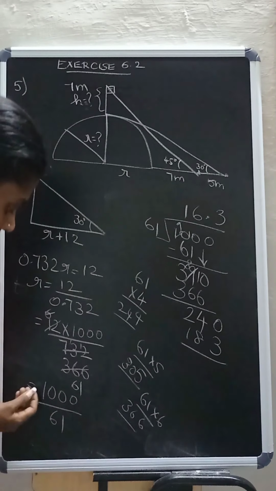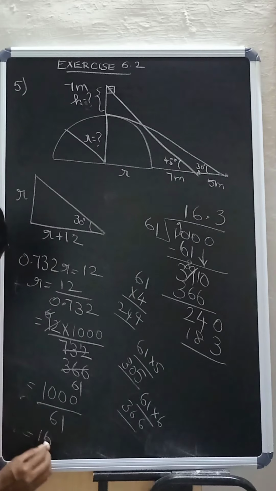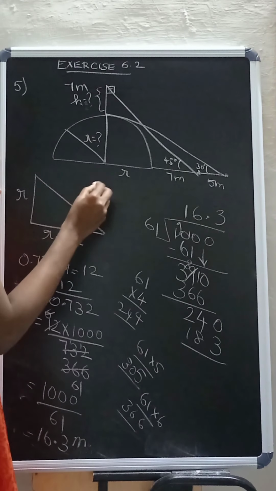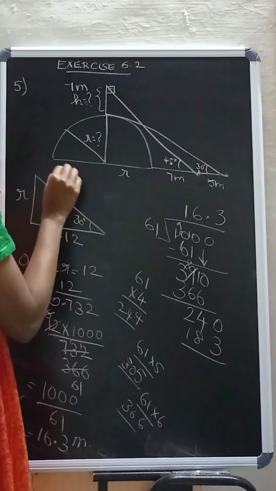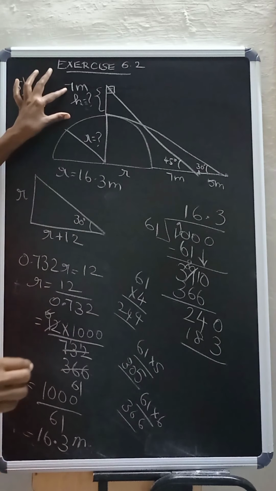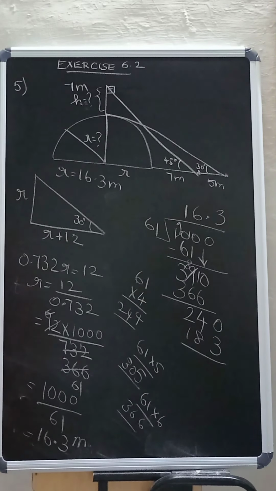So let us stop with this. So which is equal to 16.3 meters. So the radius of the hemisphere is 16.3 meters and the height of the flagpole is 7 meters.